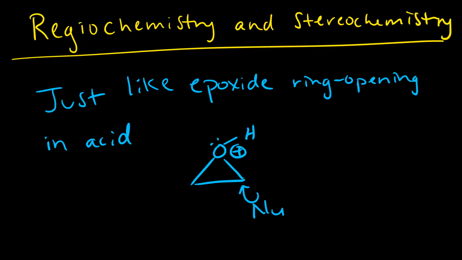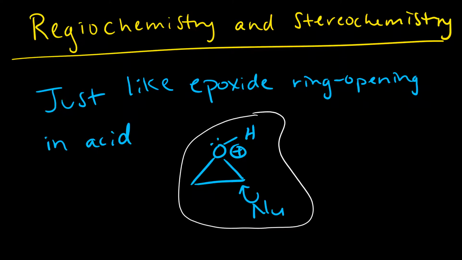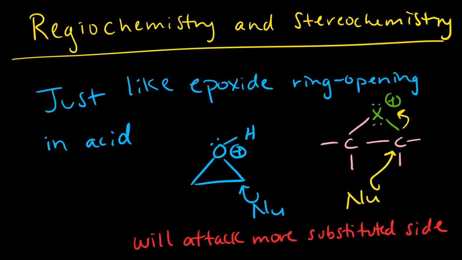As far as regio and stereochemistry go, this is just like an epoxide ring opening in acid. So recall that here's the nucleophilic attack when you have the protonated epoxide ring. And we're going to see that when halonium ions are attacked, just like when a positively charged epoxide is attacked, the more substituted side is going to be preferred.